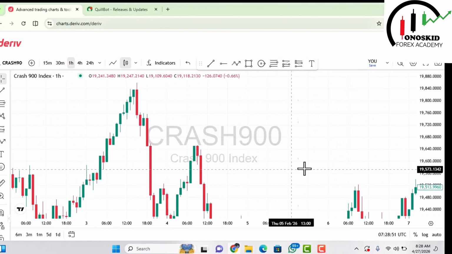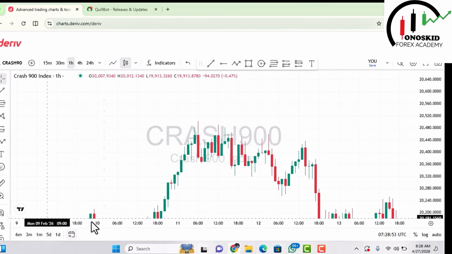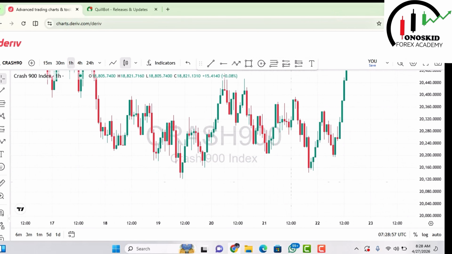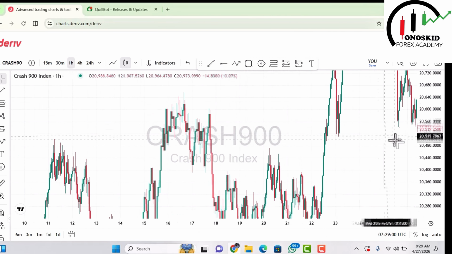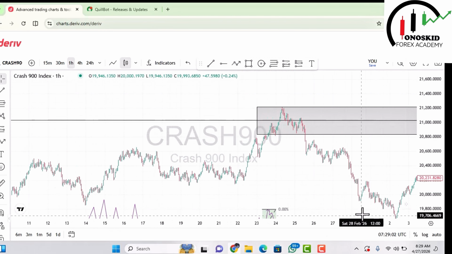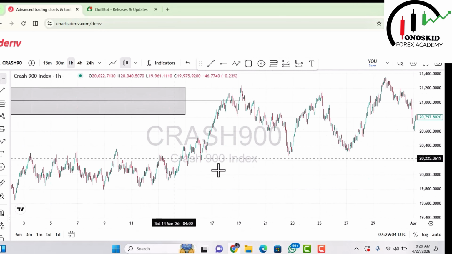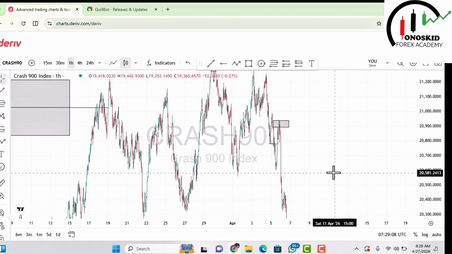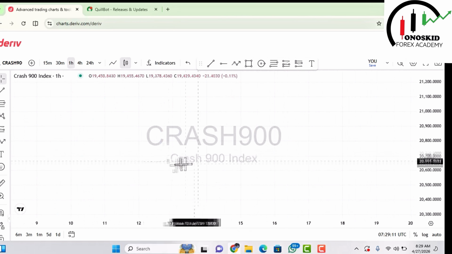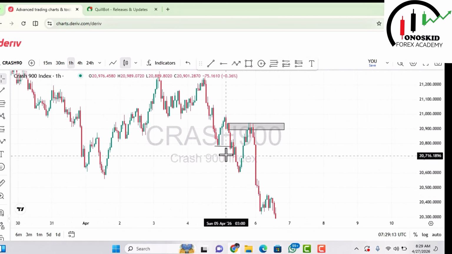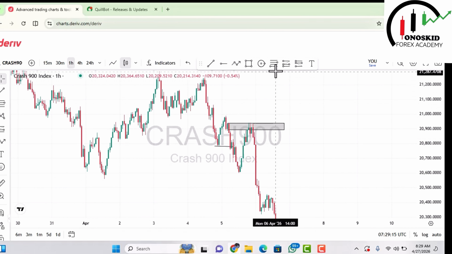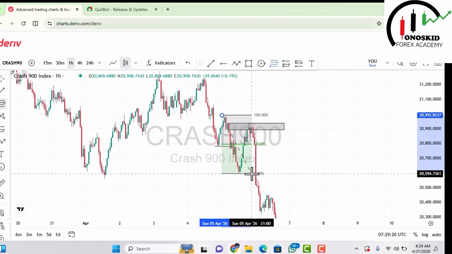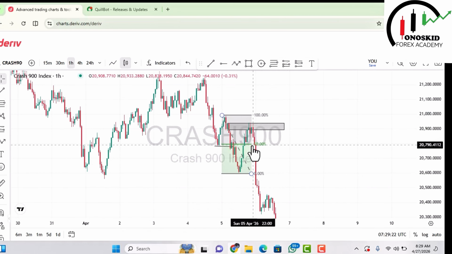So, like I said, let's quickly look at some areas where these things are playing out, so that we don't waste much time on this video. Okay, so here is one area where it's playing out. Now we have our break of structure as marked out here. This is the break of structure. So let's use our Fibonacci tool to check. Okay, and this is the 50%.